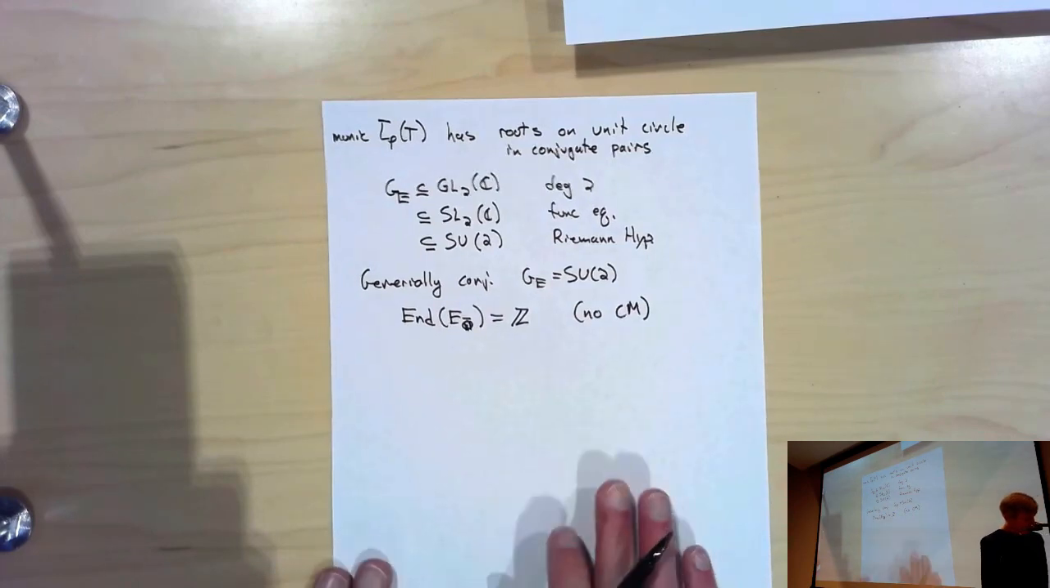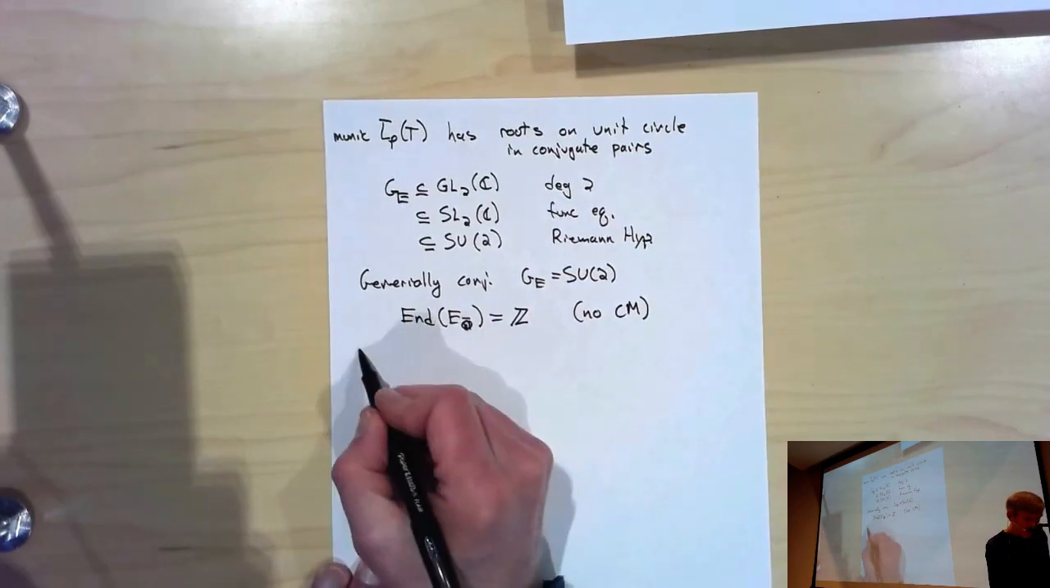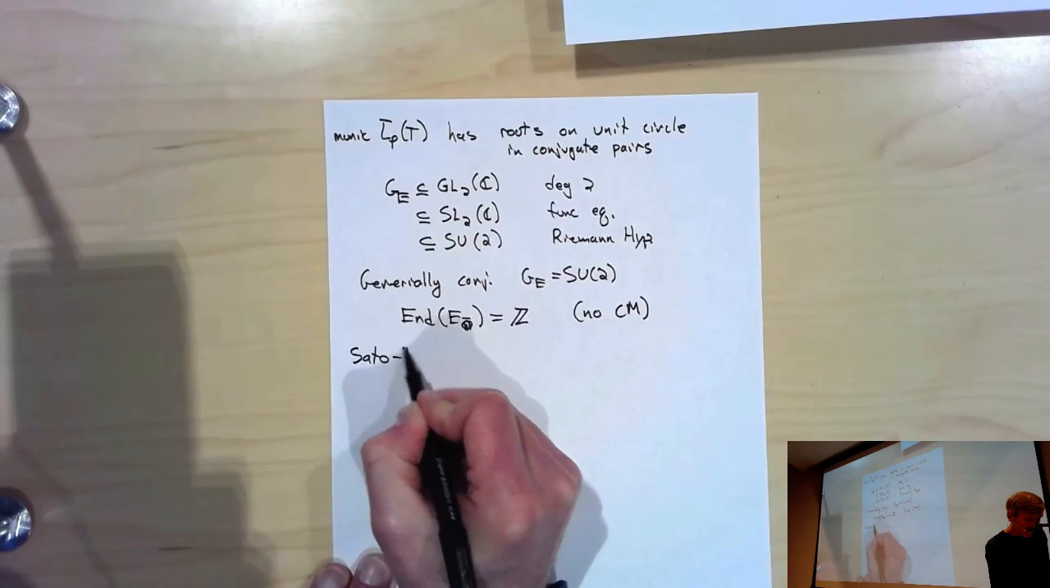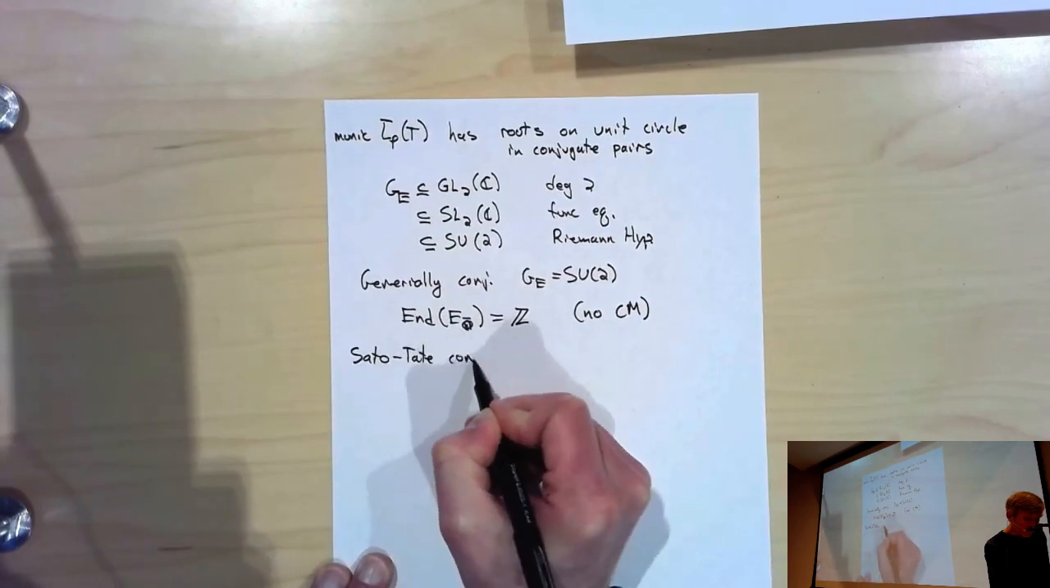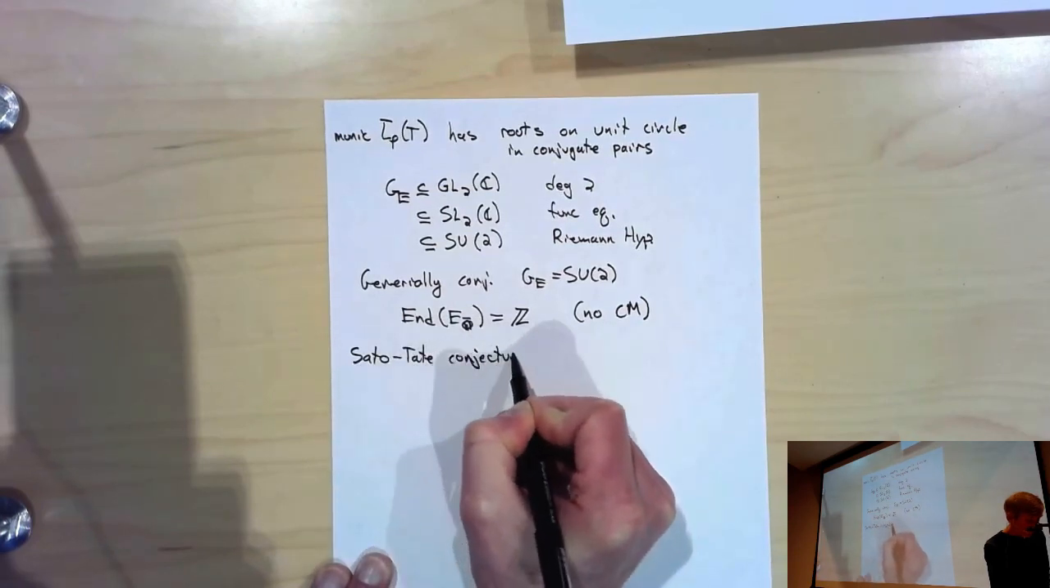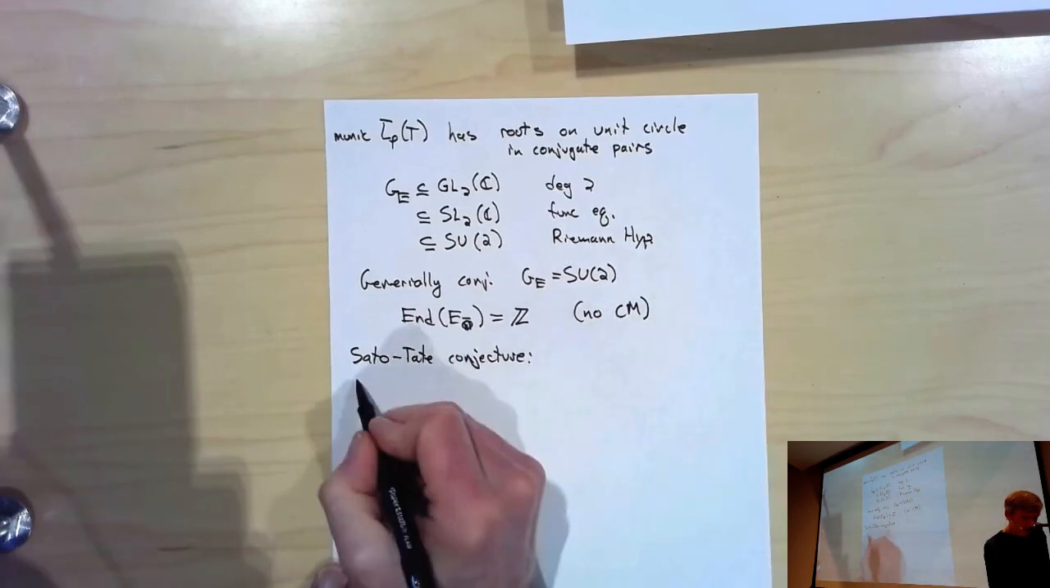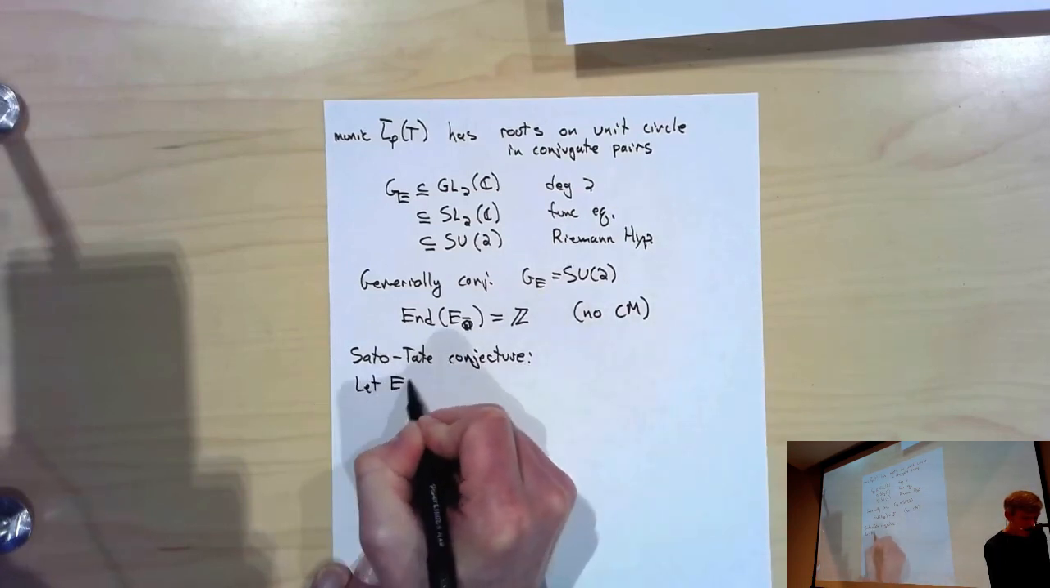Okay. And then the Sato-Tate conjecture says the following. So let E be an elliptic curve over Q without CM.